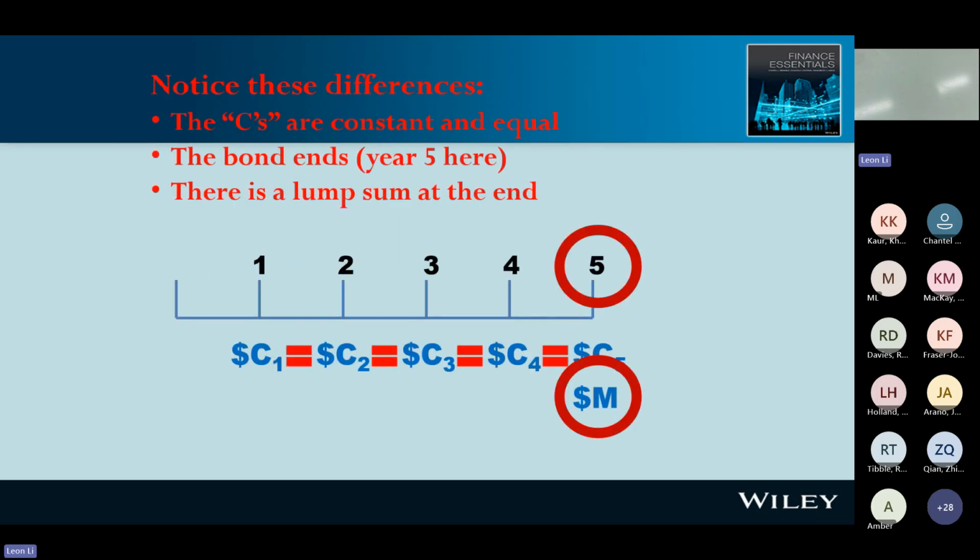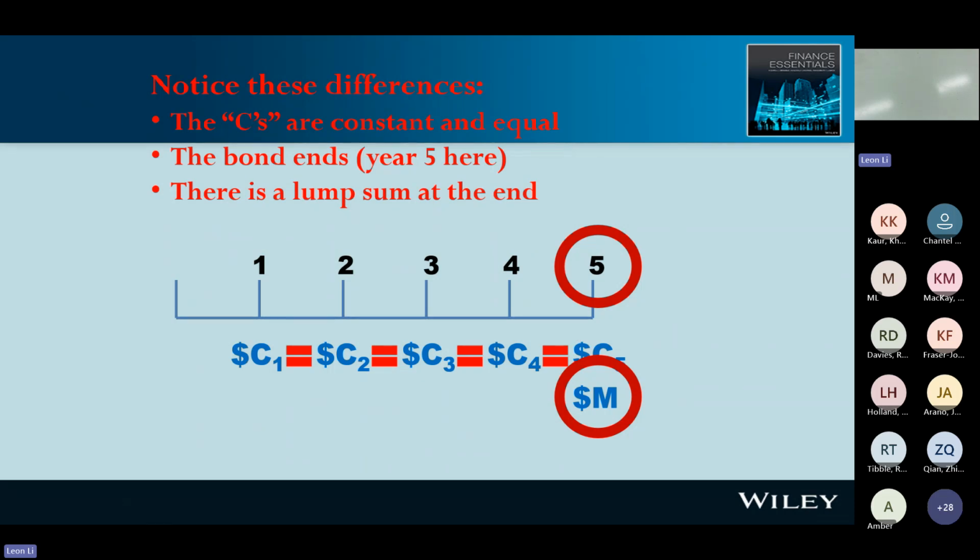We use the timeline to show you these two differences. This timeline is for bond. The bond investor will receive coupons C1, C2, C3 to C5, and the bond has a maturity date, for example year 5, and the bond has a lump sum payment at the end, on the maturity date. So this is for bond.